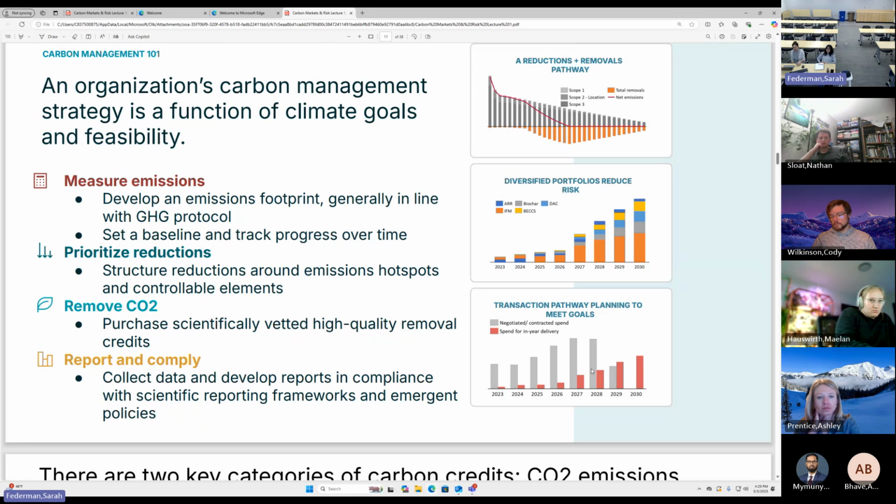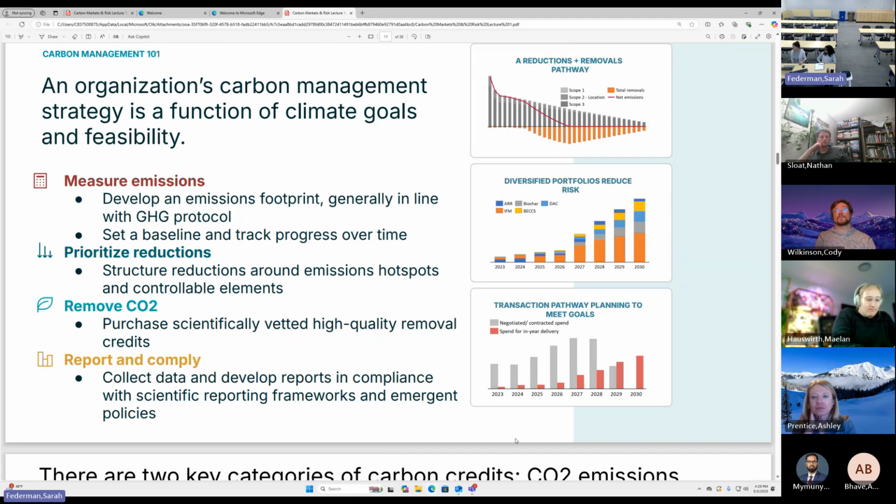Then you're going to prioritize reductions and avoidance. And then you might think about purchasing offsets for those hard to abate parts of your operational emissions footprint. And then you will report and comply with any policies and regulations. Any questions about that? I have a question.